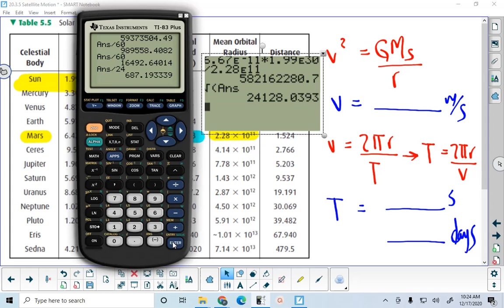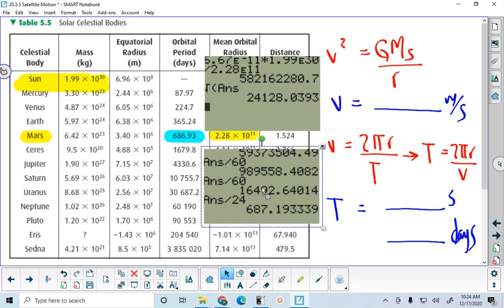And I would tell you that I believe the reason why it's off by not a whole heck of a lot, it's off by about a quarter of a day, is that Mars' orbit is not exactly circular. Which is why if you look at the top of this table, it doesn't say orbital radius, it says mean orbital radius. Mean doesn't mean tough, it means average.